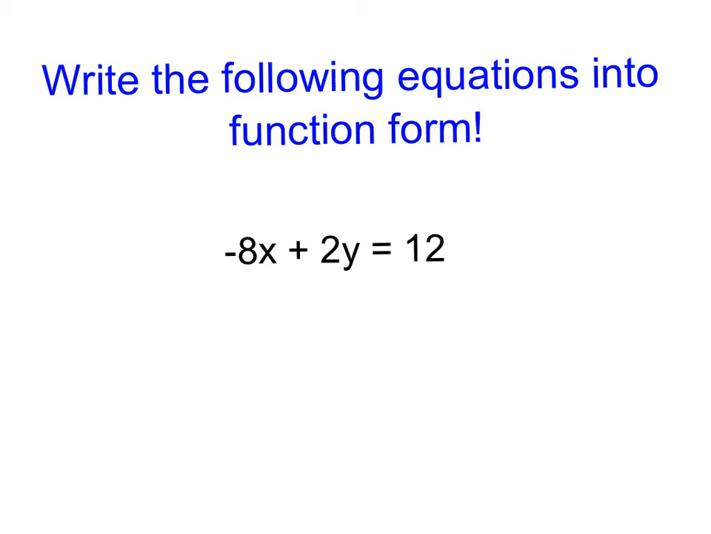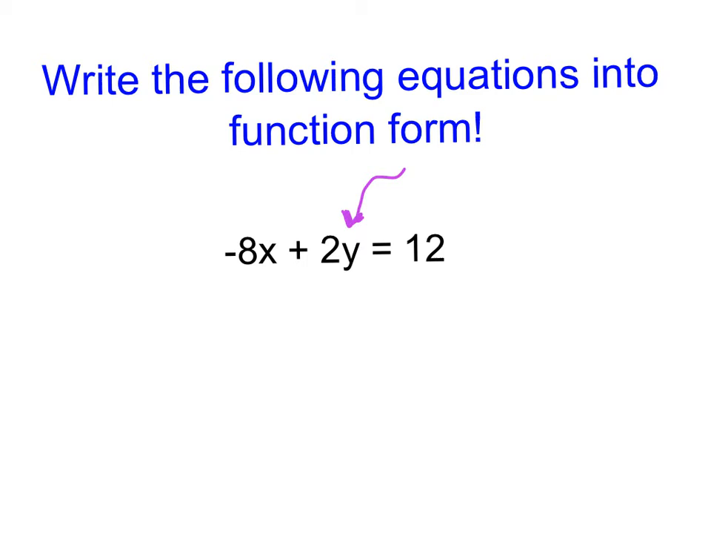So now let's make this a little bit harder. Here we notice that we have negative 8x plus 2y is equal to 12. And again, our goal is to get this y value here completely alone. That's what we want to be by itself by the end of this problem. But I notice that there's multiple things in this problem now. There's a negative 8x and then there's that 2 attached to the y.